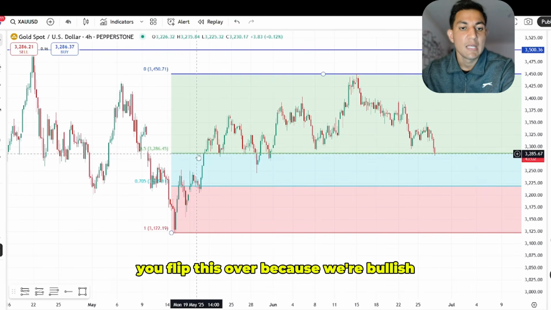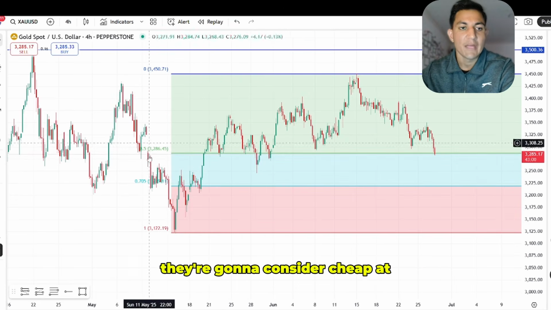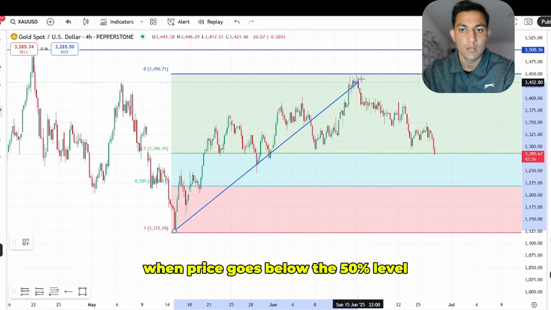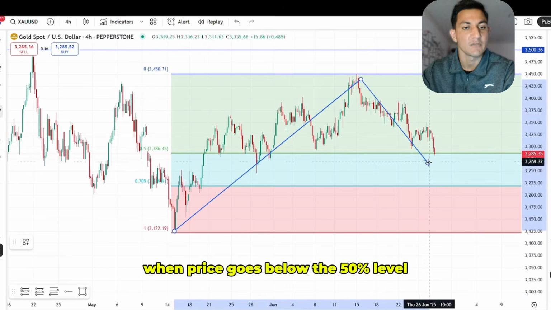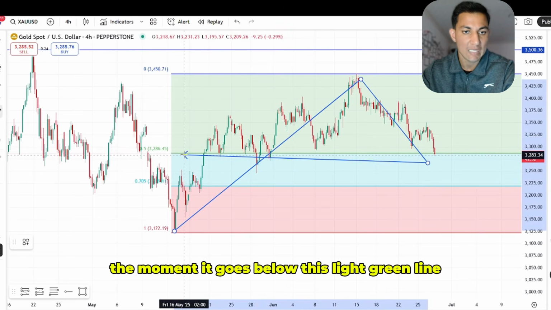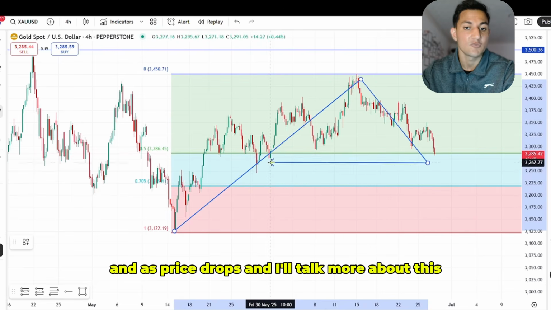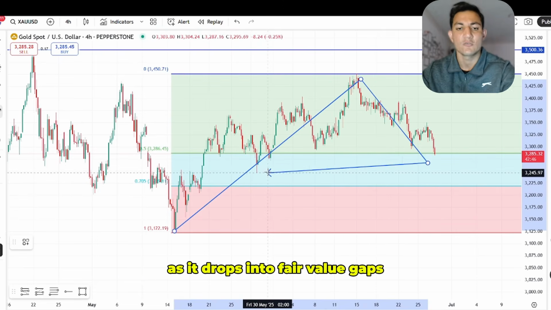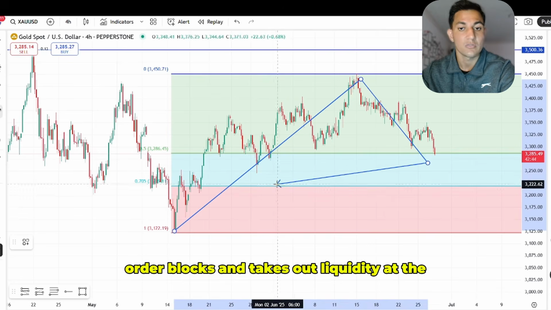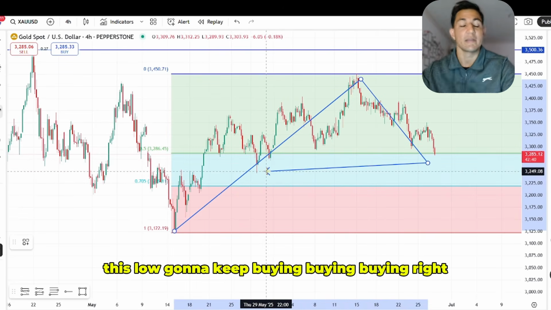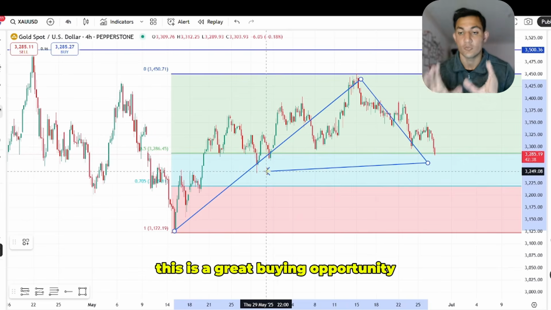Because we're bullish, smart money, and this is on the 4-hour chart, are going to consider price cheap when it goes below the 50% level. The moment it goes below this light green line, the 50% level, they're going to start to buy, right? And as price drops into fair value gaps, order blocks, and takes out liquidity at this low, this low, this low, they're going to keep buying. This is a great buying opportunity.